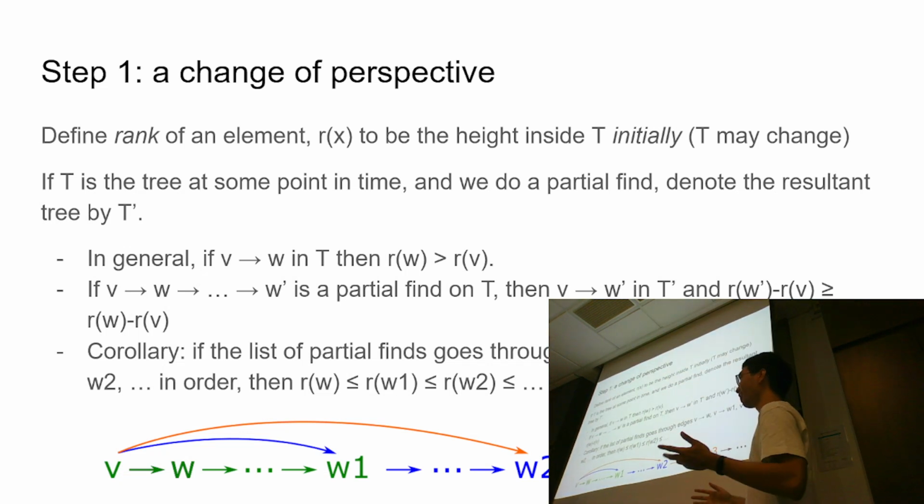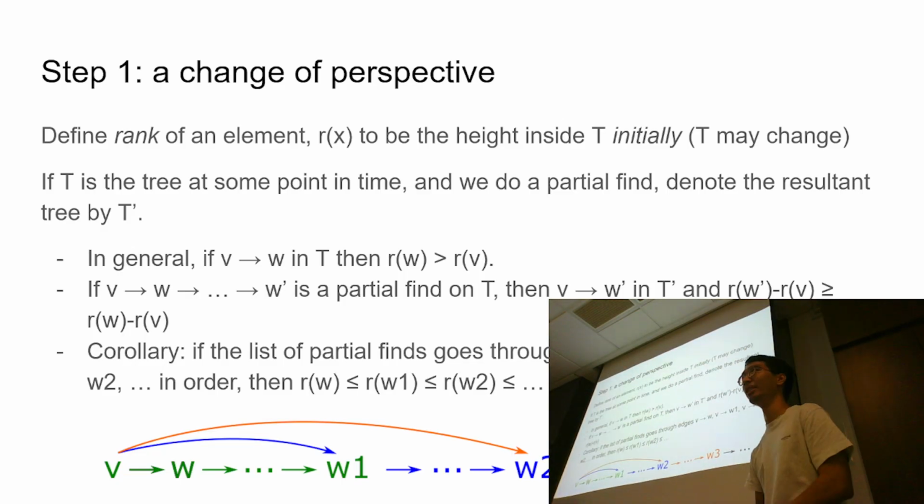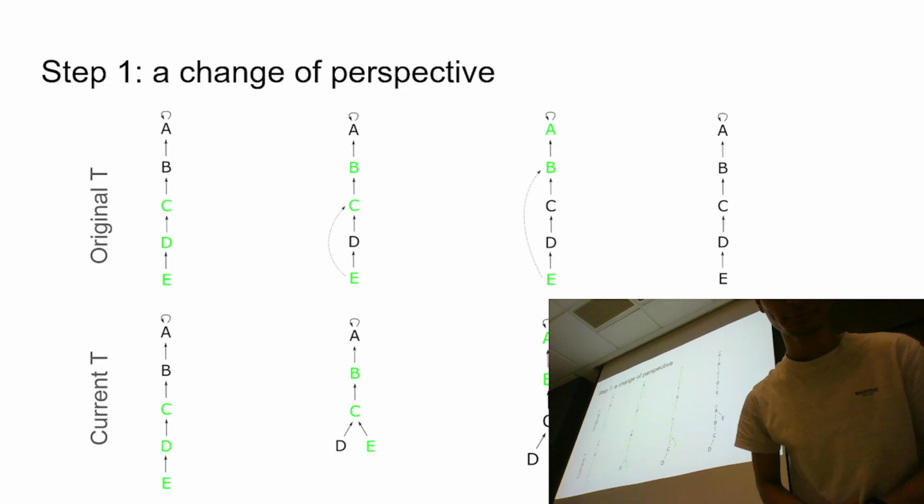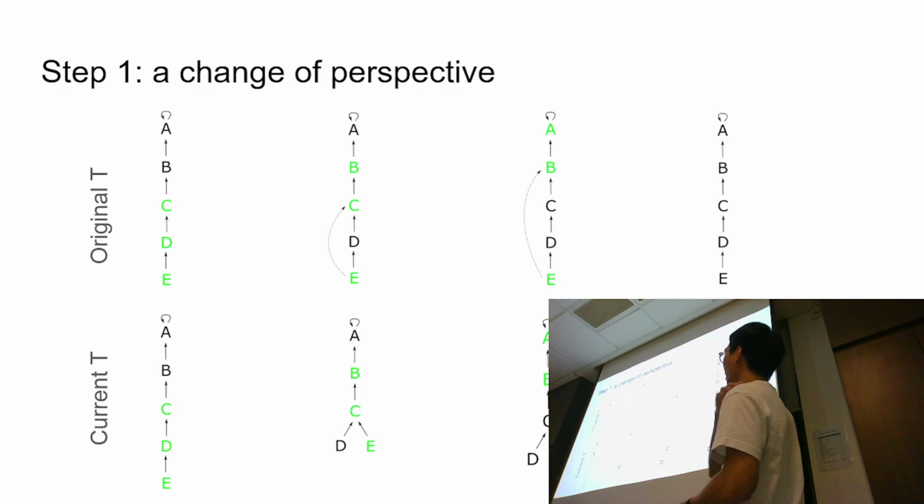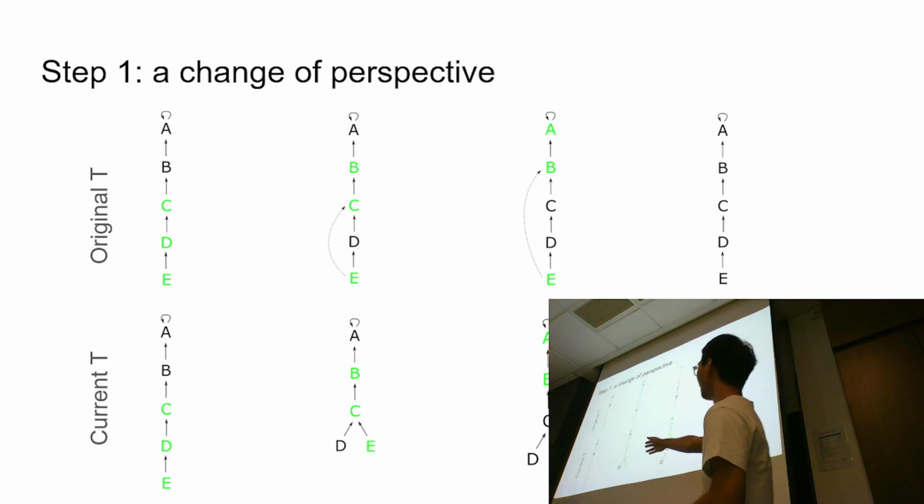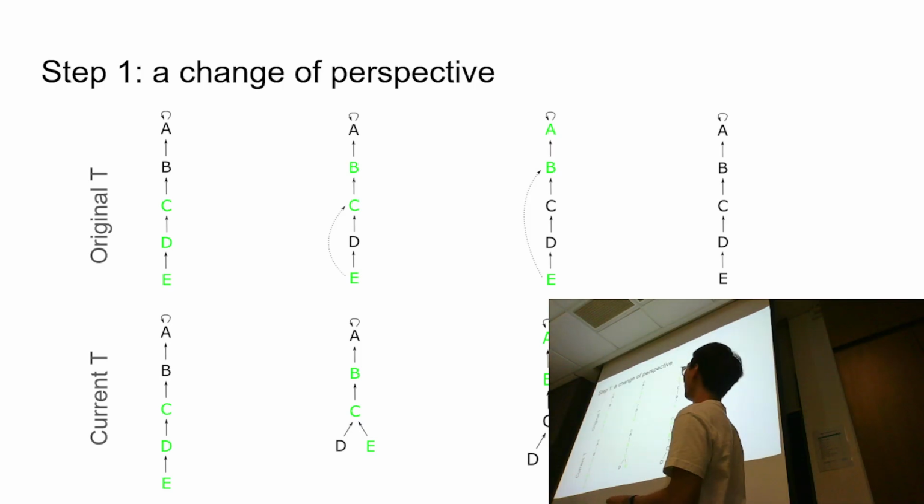So this is just to give you an idea of how these partial finds operate on this tree we just constructed. Yeah, so this is another way of visualizing. At the top is a sequence of partial finds visualized with respect to the original tree. So after we do a partial find, we don't change it.